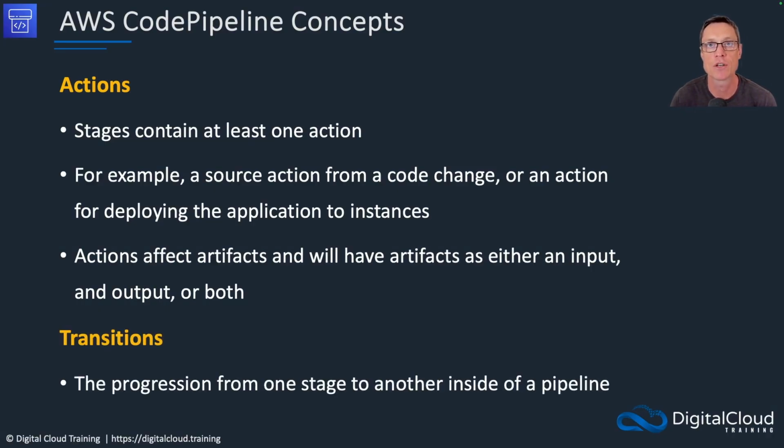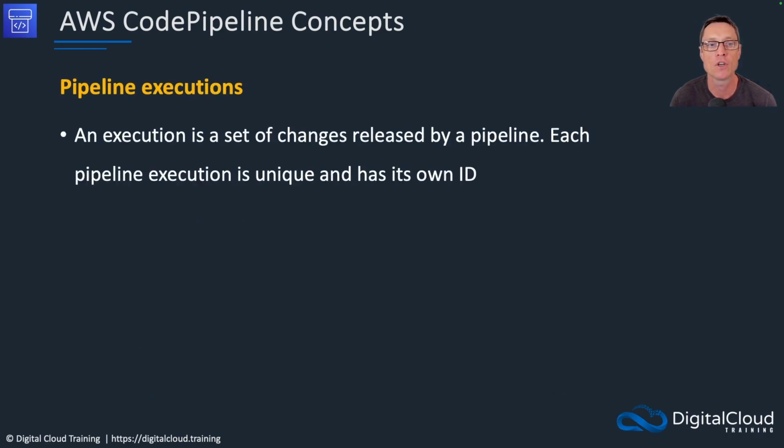Transitions are the progression from one stage to another inside of a pipeline. Pipeline executions are the actual execution of a set of changes released by a pipeline, and each has its own unique ID. So here, for example, an execution would be where the developer has committed the code, pushed it through to the repository. That change has then triggered the pipeline.